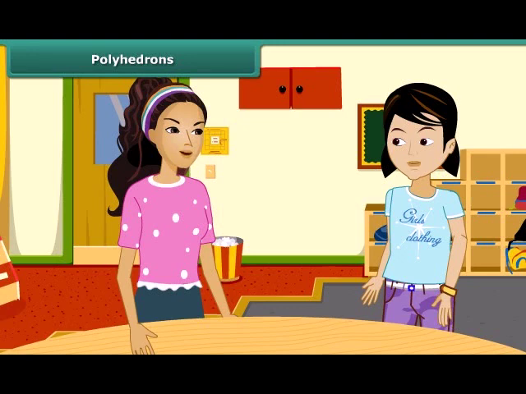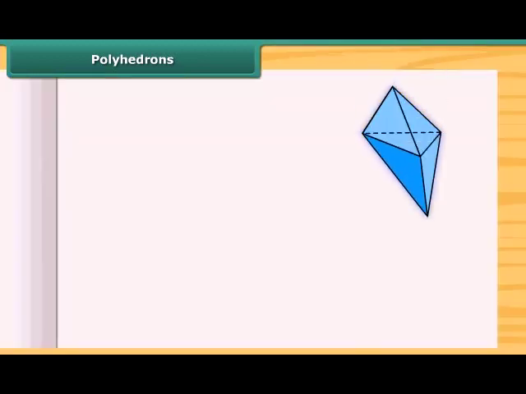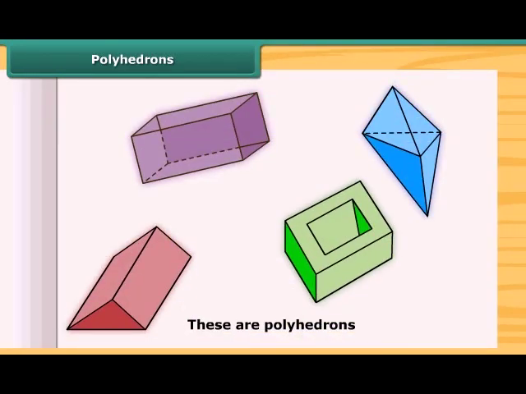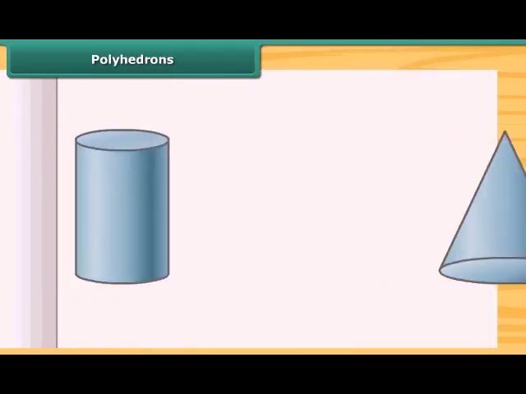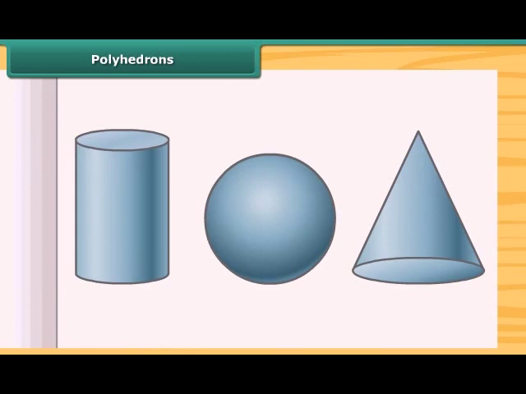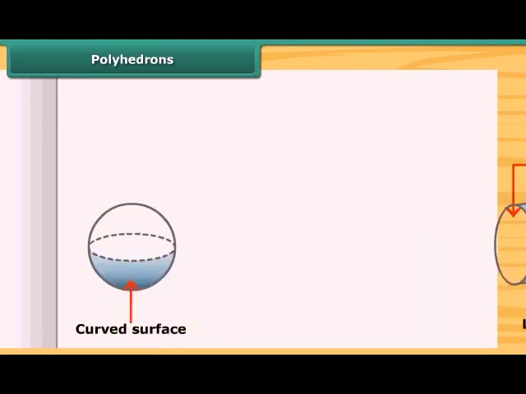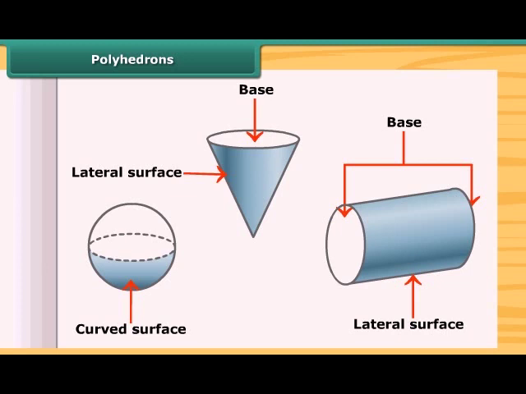Those solids are called polyhedrons. These all solids are polyhedrons. Are these objects polyhedrons? No, these are not polyhedrons. You are right, these are not polyhedrons because they do not have flat faces.